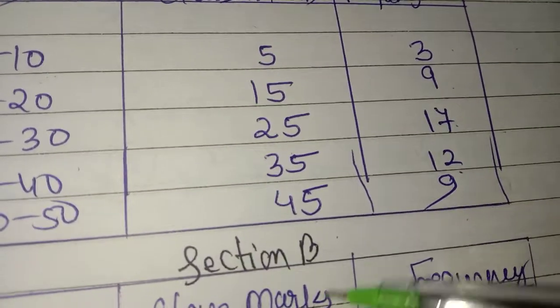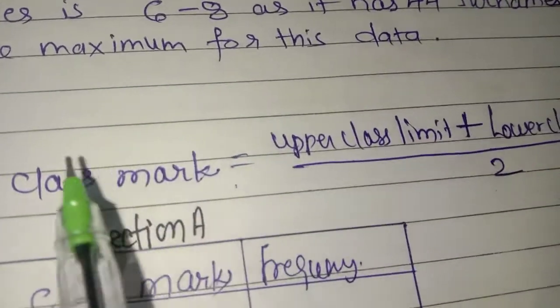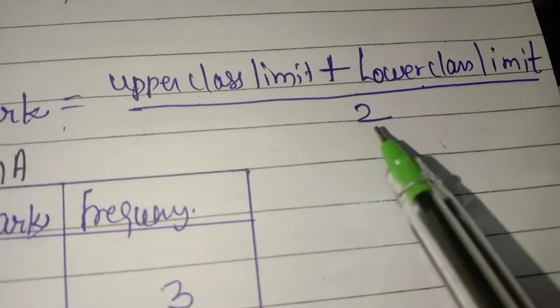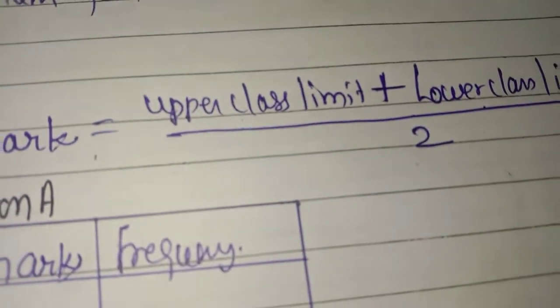So how did we get the class marks? You can refer to this formula. It is given as class marks is equal to upper class limit plus lower class limit divided by 2. Now in the same way we will proceed for section B also.